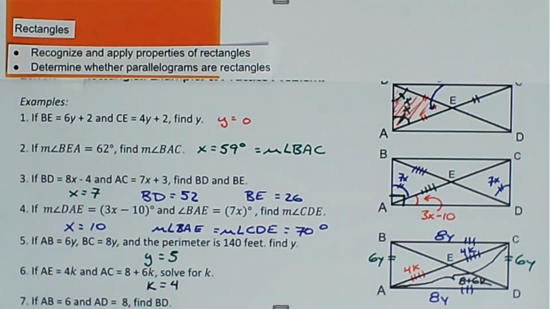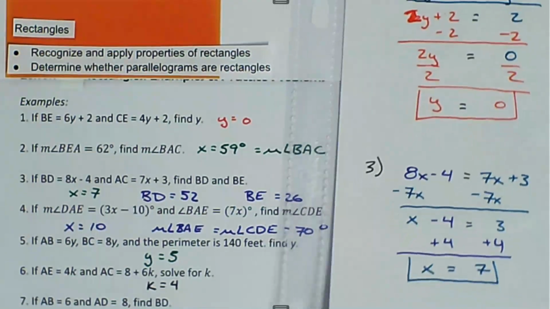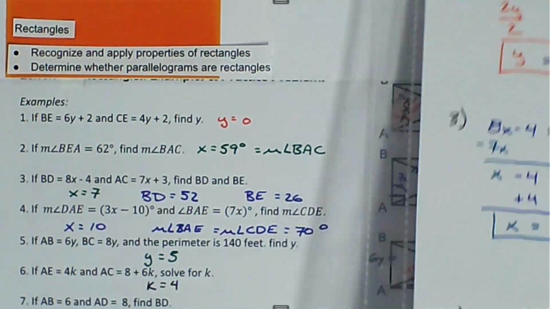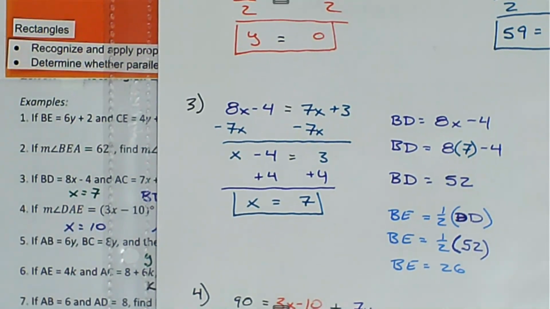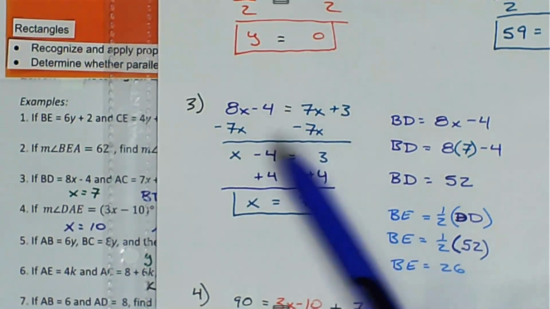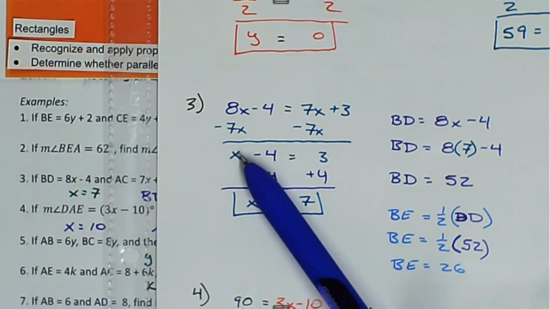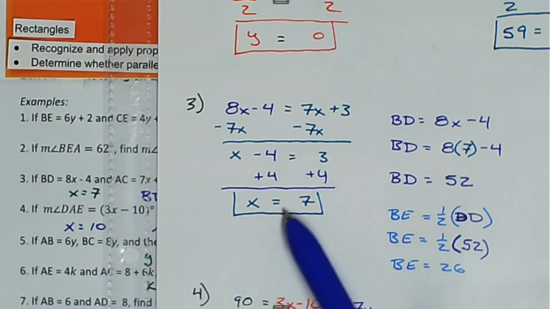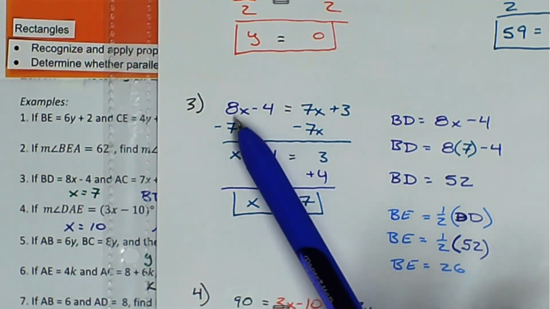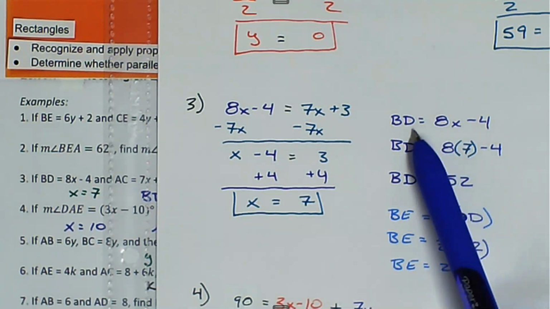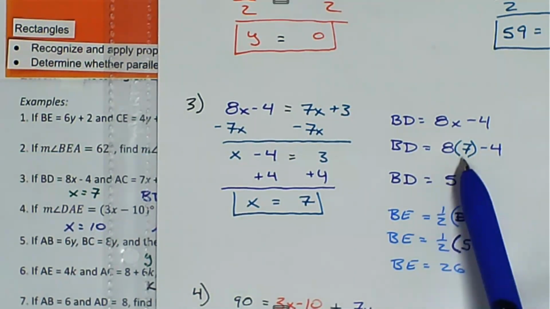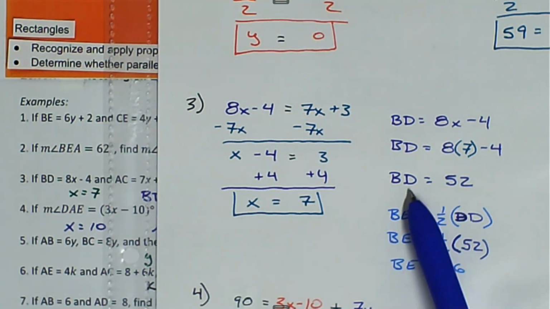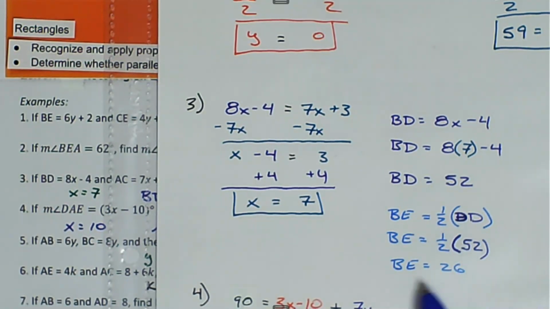So for number 3, we know that diagonals are congruent. So because diagonals are congruent, we can set them equal to each other and solve. So we subtract 7x from both sides, we get x minus 4 equals 3. Add 4 to both sides, we get x equal to 7. BD is equal to 8x minus 4. We can substitute the 7 in for x, and we get BD is equal to 52. And then we know that BE is half of BD, so we can multiply by half, and we get BE is equal to 26.